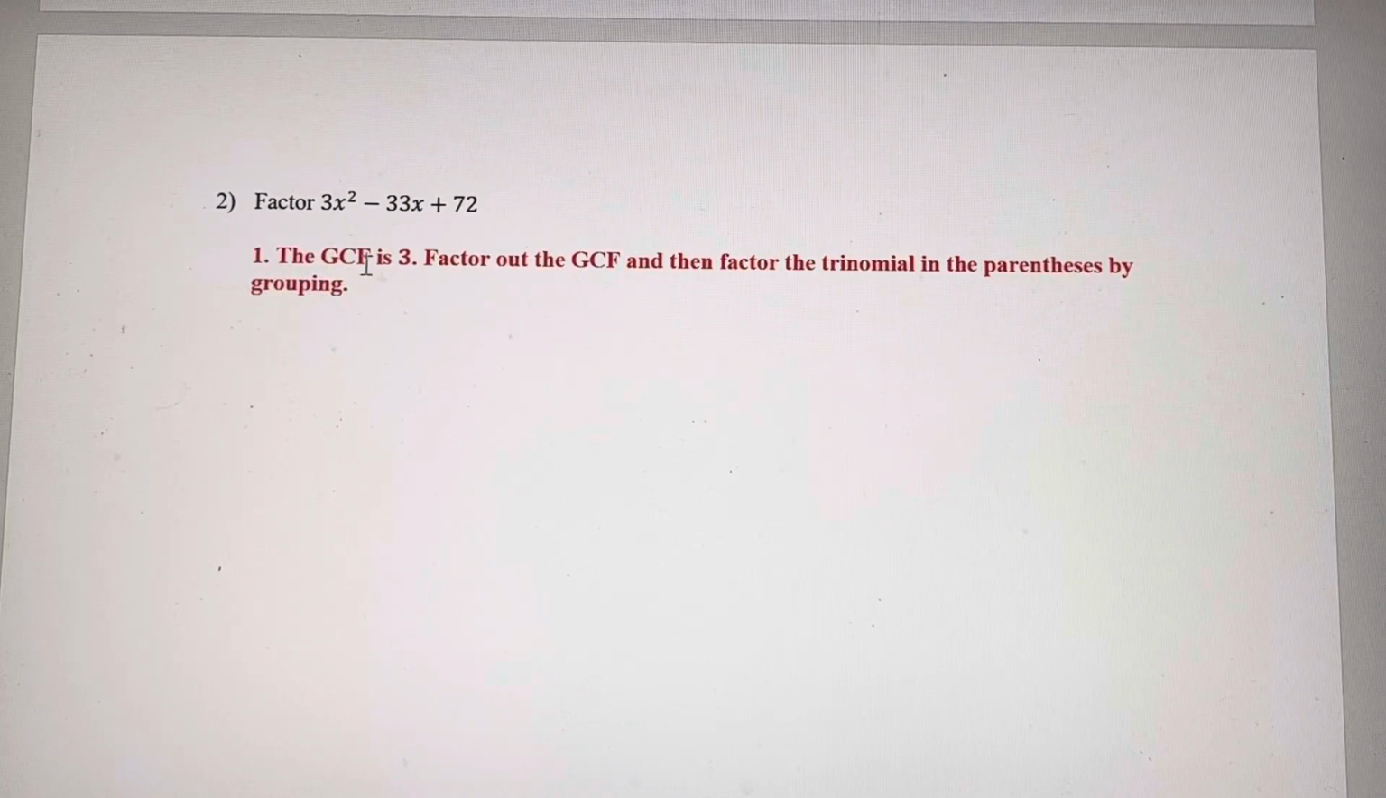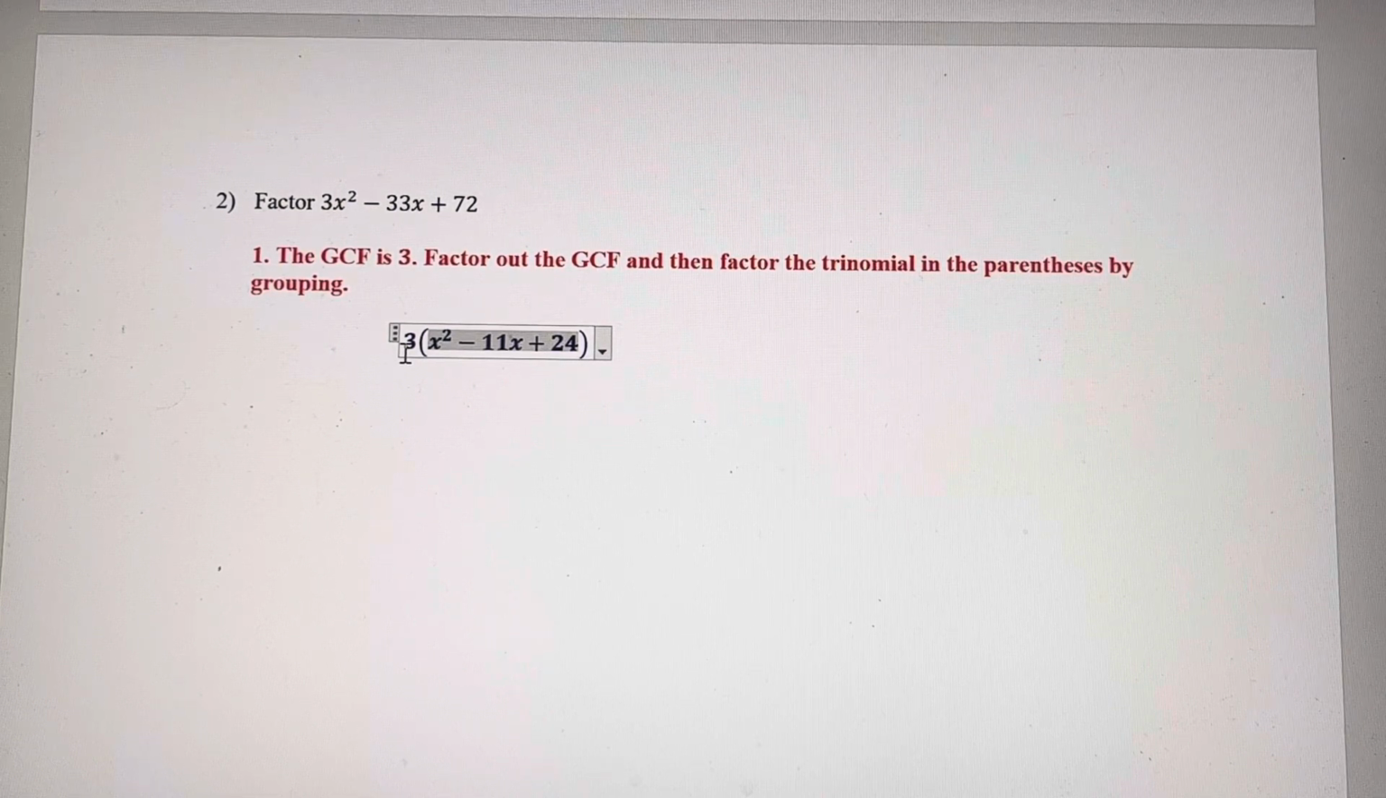Okay. Step 1, GCF. In this case, all 3 of these values are divisible by 3. So we want to factor that out. When I take a 3 out, I'm left with x squared, okay? Negative 33x divided by 3 is minus 11x. 72 divided by 3 is 24, okay? So now this is what I want to factor using the grouping method.